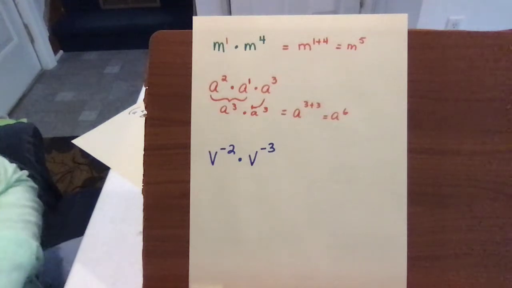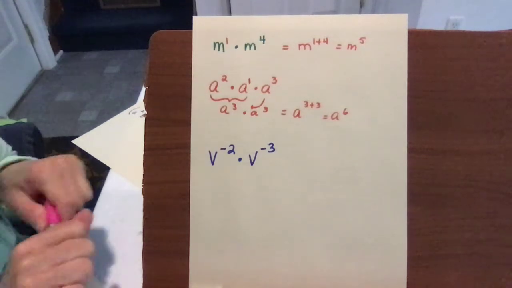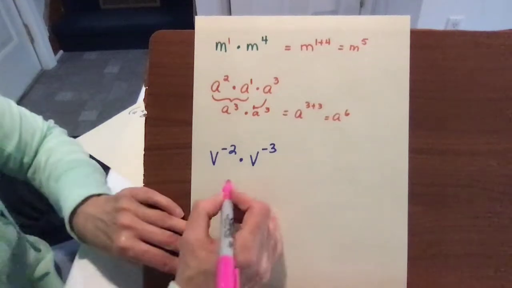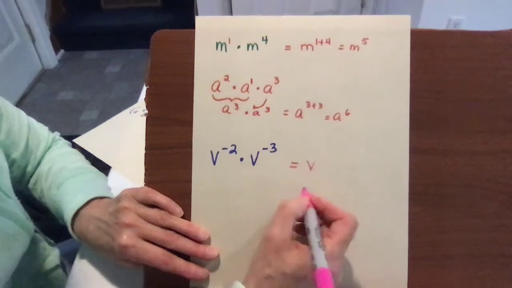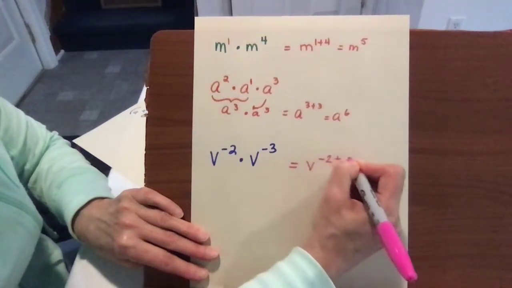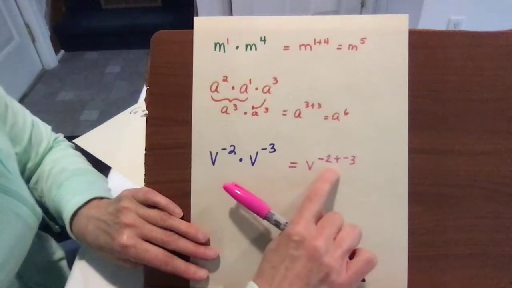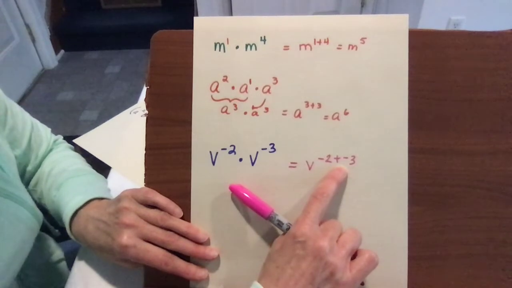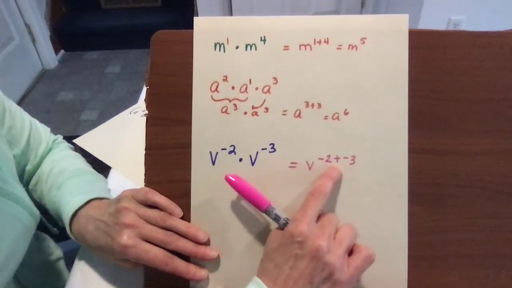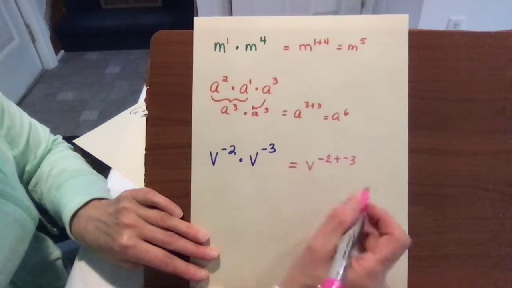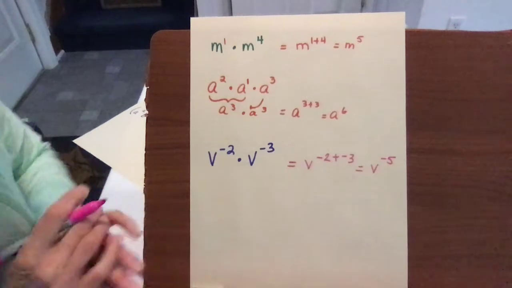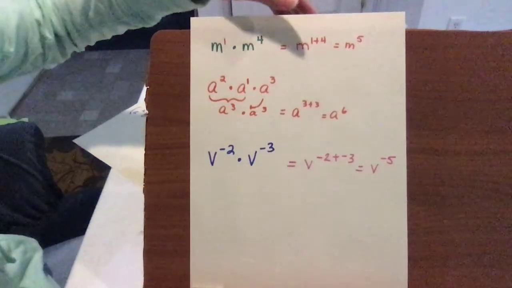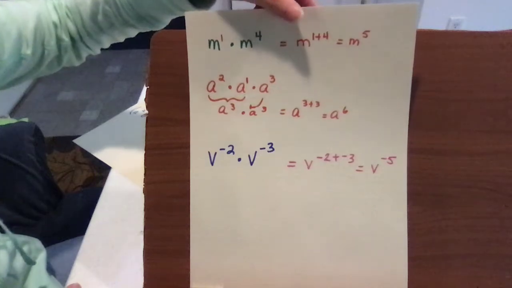All right, next problem. V to the negative 2 times v to the negative 3. Same base is being multiplied. Keep the base, add the exponents. Now I know we've stayed away from double signs, however, in this case, you'll probably want to see this. So it's negative 2 plus a negative 3. So you're going to get v to the negative 5th power. There will be another lesson on what to do with negative powers, but for now, this is okay.